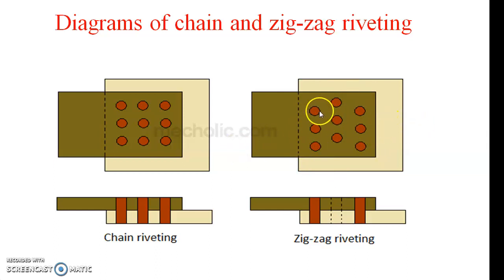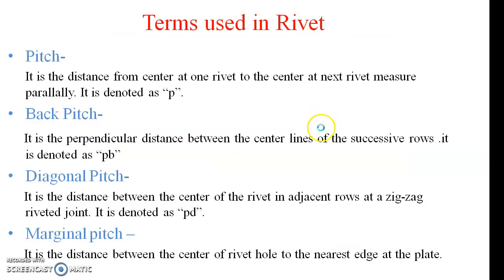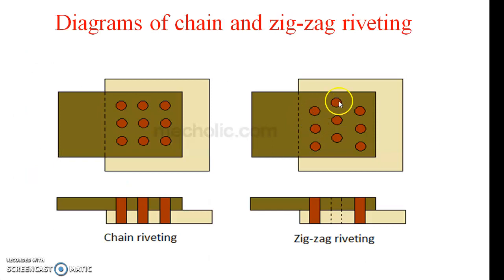But see, the holes do not have the same center line, not the same axis line. So this is like zigzag riveting. Here is the center and here is the center, and this hole has its center here. Here is the center and this is the center. That is called a zigzag riveting joint.